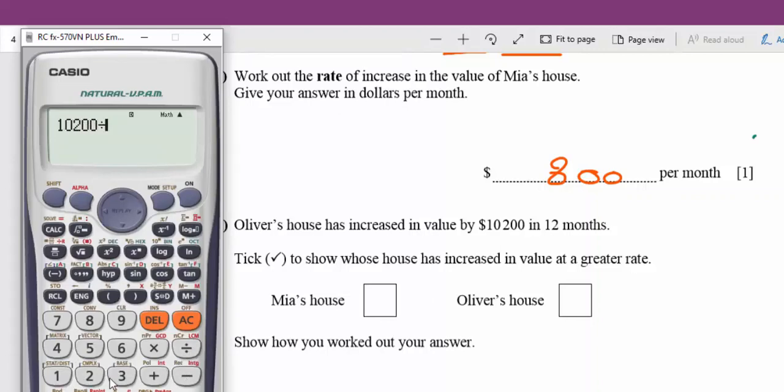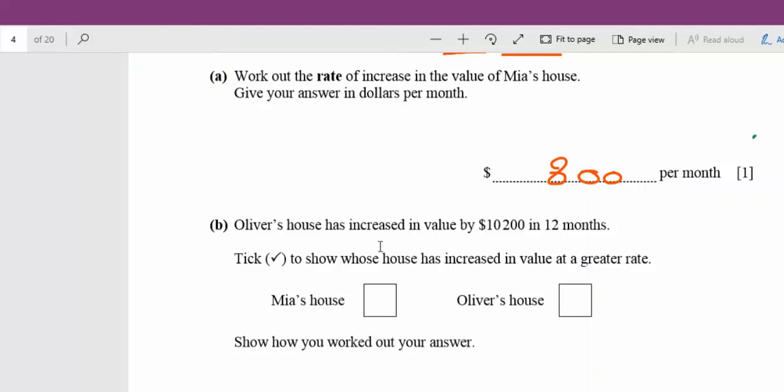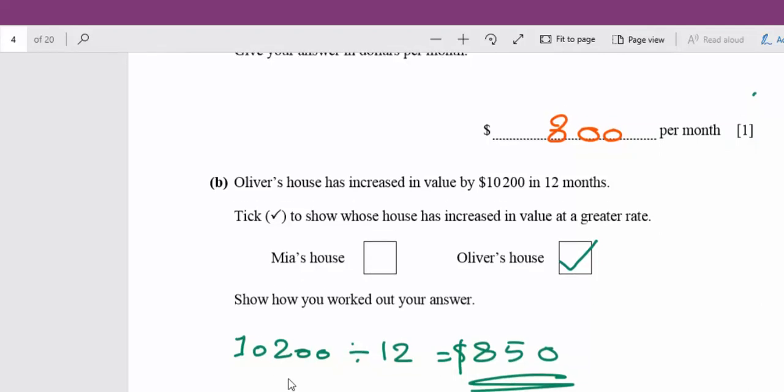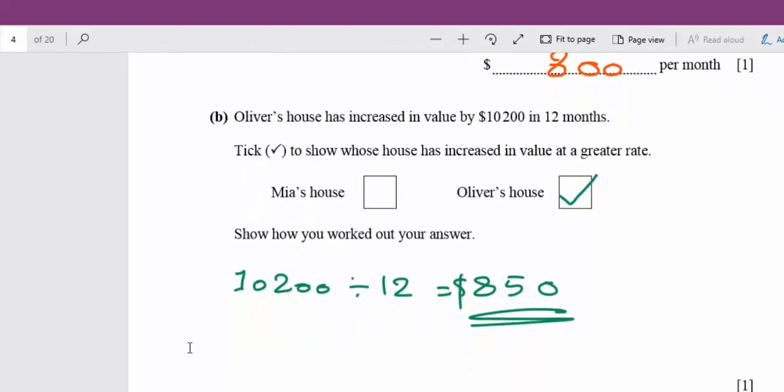10,200 happened in 12 months. Let's see. It's $850. So the rate for Oliver's house is $850 per month. So it means Oliver's house has increased more in value. Show your work. Then the work is 10,200 divided by 12 is equal to $850. So Oliver's house increased more than Mia's house.